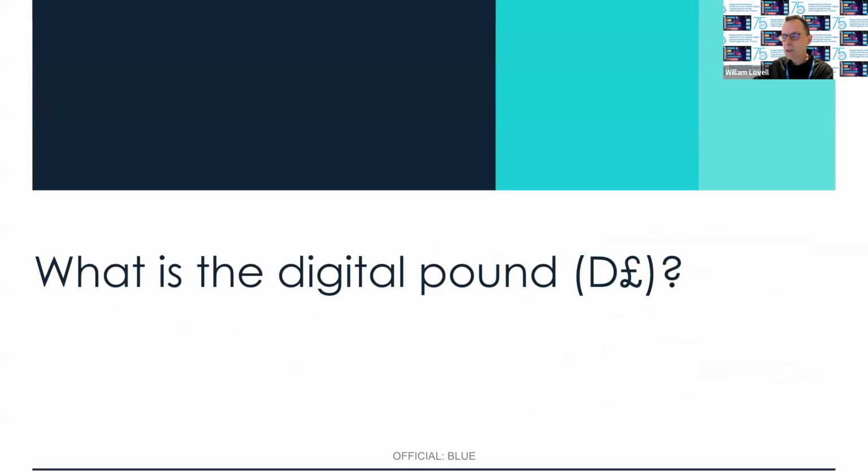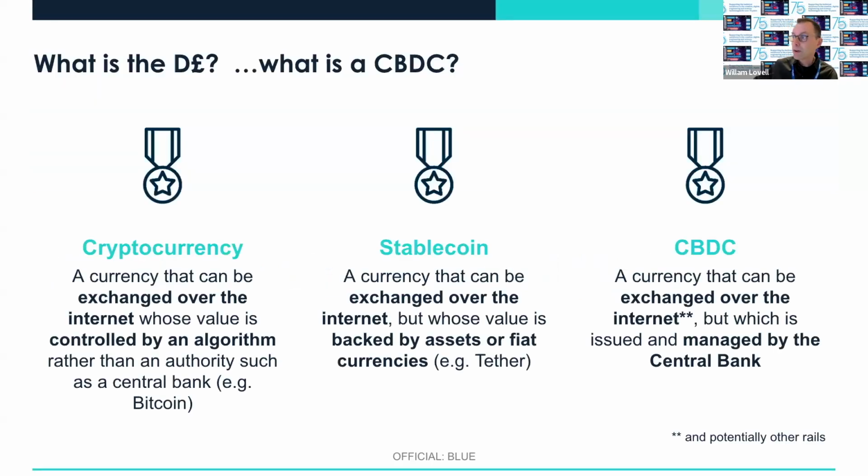And before I do that, we're just going to take a quick look at the difference between cryptocurrencies, stablecoins, and CBDCs, because this is something that I found sometimes it's worth clarifying before we start. So a cryptocurrency is something that is exchanged over the internet, and its supply and its value is controlled by an algorithm. So the obvious example of that is Bitcoin. The amount of Bitcoin in supply is always controlled by an algorithm, and then the price goes up and down according to the demand for it.